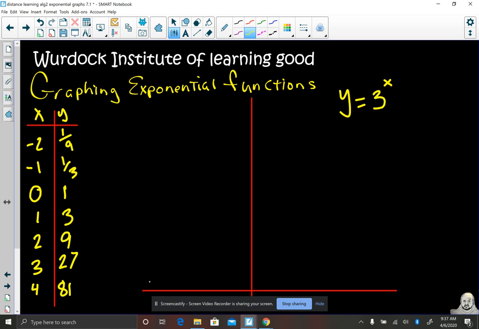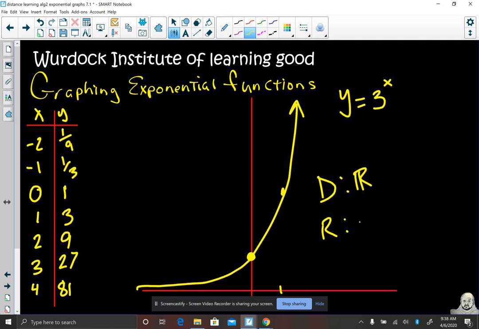If I graph these points, we still have the point 0, 1 here. The next point we'll encounter is 1, 3. So 1, 2, 3. It's about there. Kind of a stretched out version of the last one. Again, the domain is all real numbers, and the range is everything above 0. Imagine you have a candy bar and you always keep a third of what you had previously. You're always going to have something.